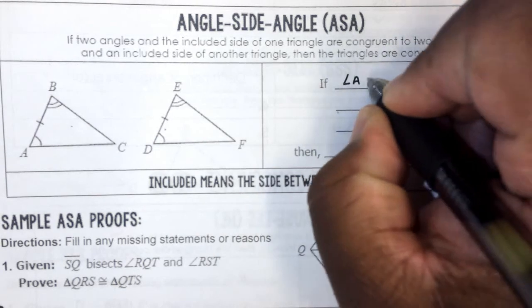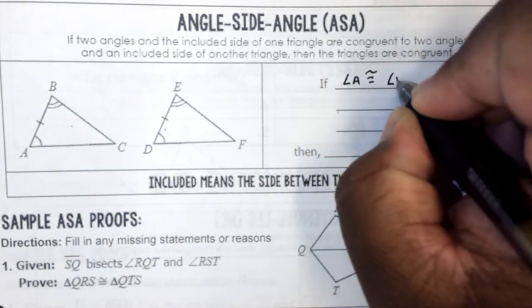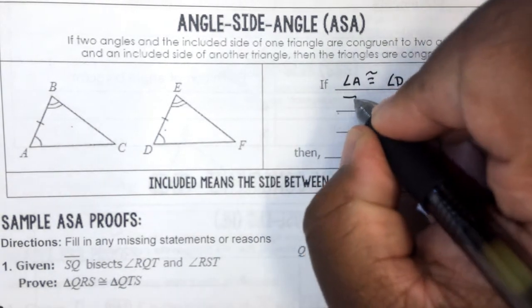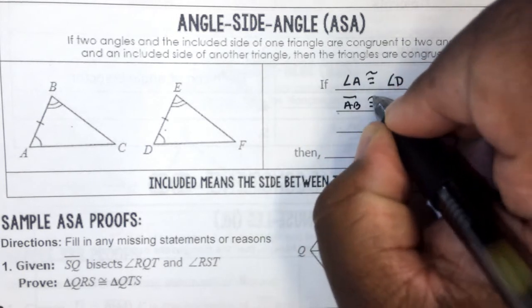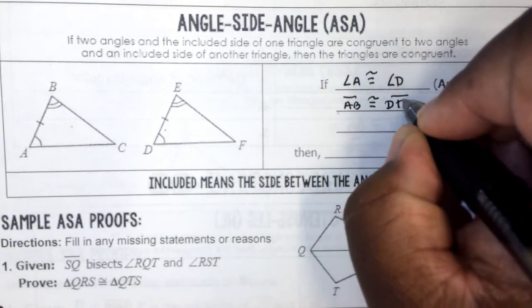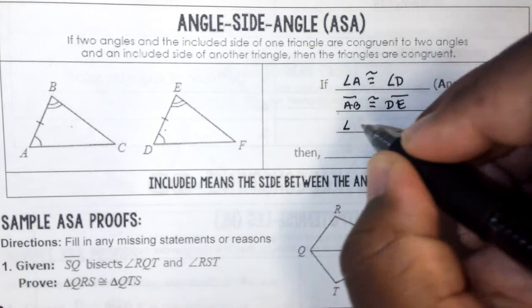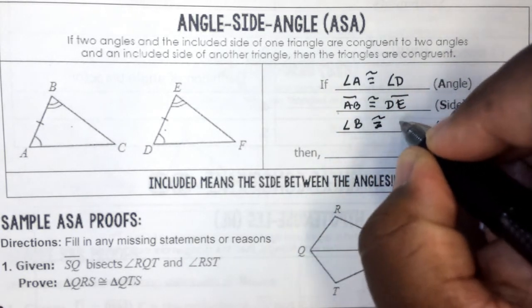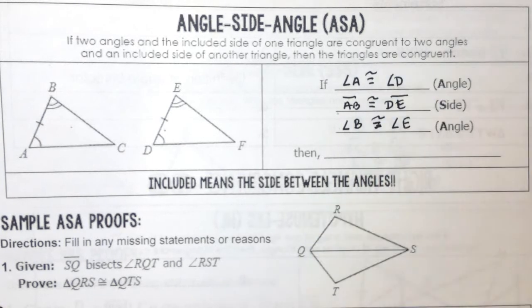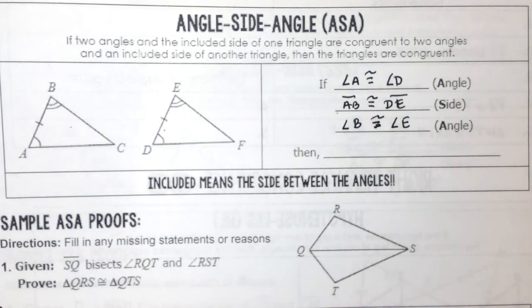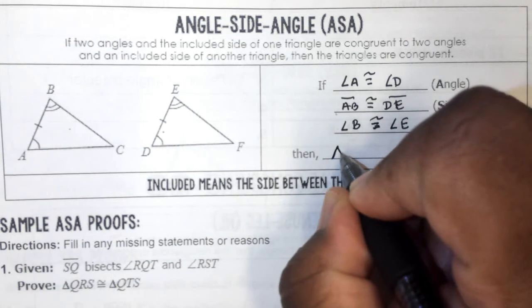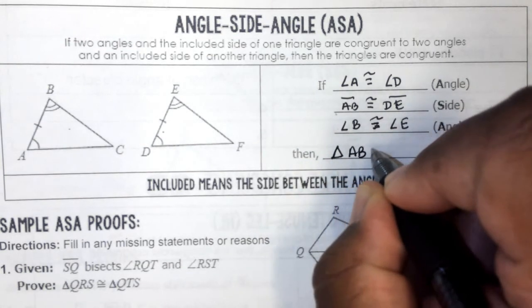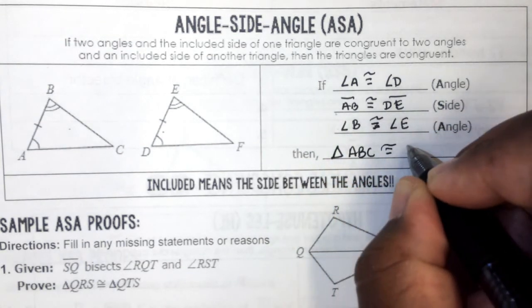Angle A, congruent to angle D. Side AB is congruent to side DE. Then angle B is congruent to angle E. And that is the case. You got angle, side, angle, and the triangles are congruent. ABC is congruent to DEF.